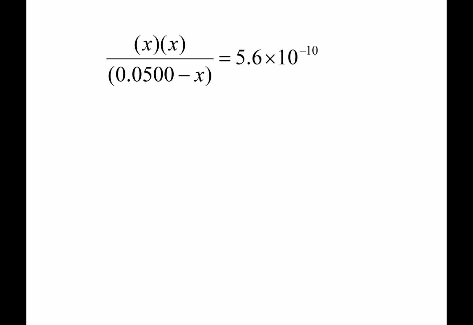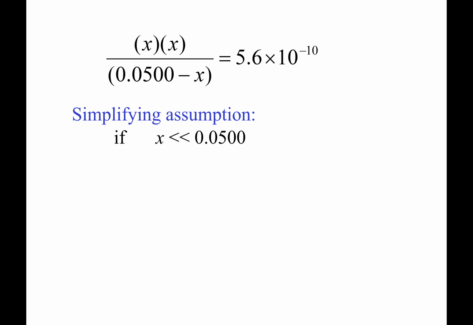We don't want that. So the simplifying assumption is that x is pretty darn small, in this case compared to the initial concentration of the acetate ion, 0.0500. If it's way small, then if you subtract something small from 0.05, you get 0.05. So this denominator essentially becomes 0.05. And life just got a lot easier.